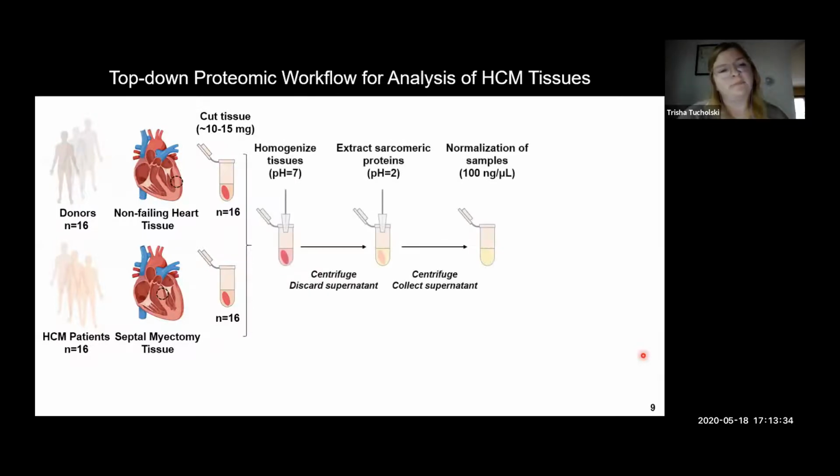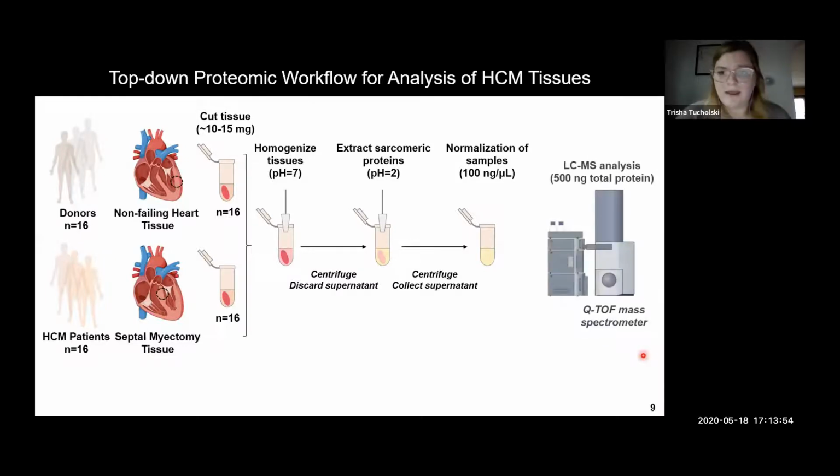So just to go over our workflow, what we did was we cut 10 to 15 milligrams of tissue. We homogenized those tissues, and we were able to extract the sarcomeric proteins specifically. So we obtained an enriched fraction of the sarcomeric proteins for analysis. I normalized those samples to 100 nanograms per microliter so that we can keep everything quantitative. So we want to compare apples to apples here. And we analyzed those using LC-MS.